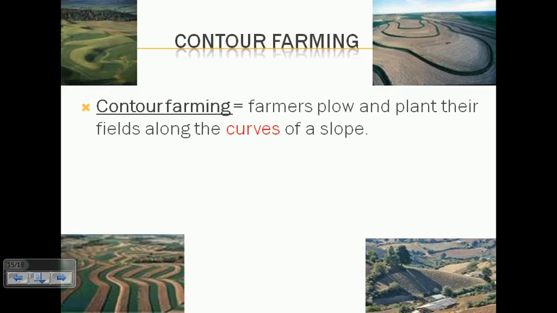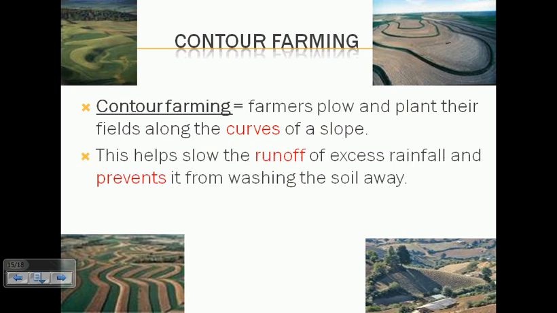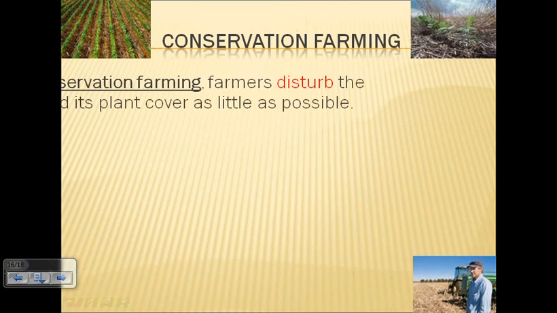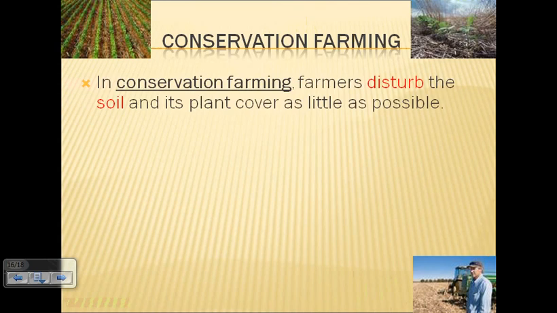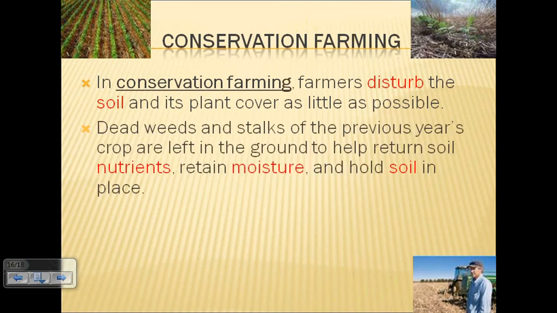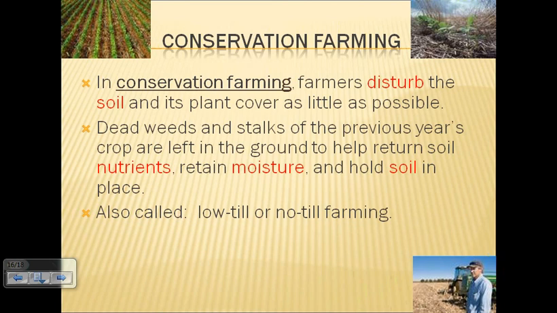During contour farming, farmers plow and plant their fields along the curves of a slope. This helps slow down the runoff of excess rainfall and prevents it from washing all of the soil away. With conservation farming, the farmers disturb the soil and its plant cover as little as possible. Dead weeds and stalks of the previous year's crop are left in the ground to help return the soil's nutrients, retain its moisture, and hold the soil in place. This has also been called low-till or no-till farming.